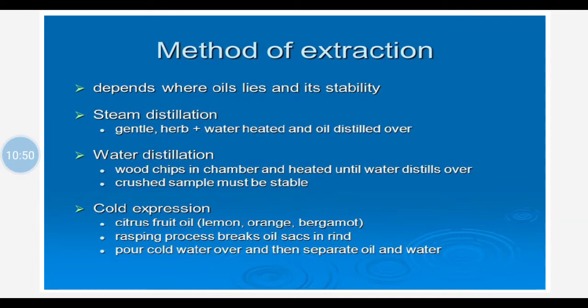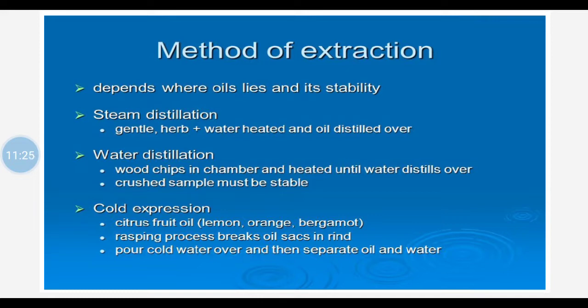Now we'll see the method of isolation or extraction, how volatile oil can be extracted, and there are different methods depending upon the type of the drug. So this depends on where the oil lies. As I said, it is present in various cell structures, as we have seen in the properties. Different cell structures are there, so based upon the plant part and cell structure, the method can be variable.